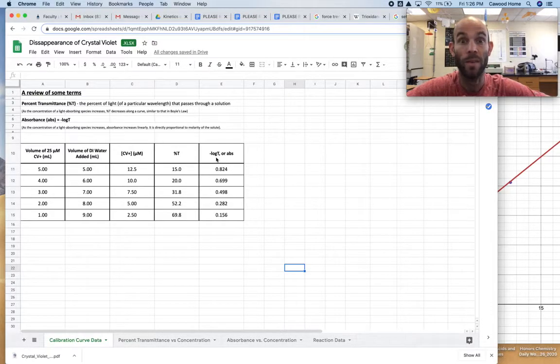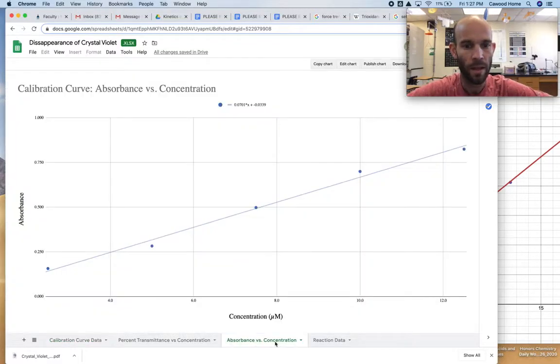Absorbance is defined to be the negative base 10 logarithm of transmittance. So these values here, the percent transmittances, we're using transmittance, which is 1/100th of this. It's percent in decimal form. So the logarithm of all of these numbers divided by 100. So this right here is negative base 10 logarithm of 0.15, negative base 10 logarithm of 0.2, and so on. So when we graph absorbance versus concentration, we see that we get a linear relationship. Okay, so this is our calibration curve.